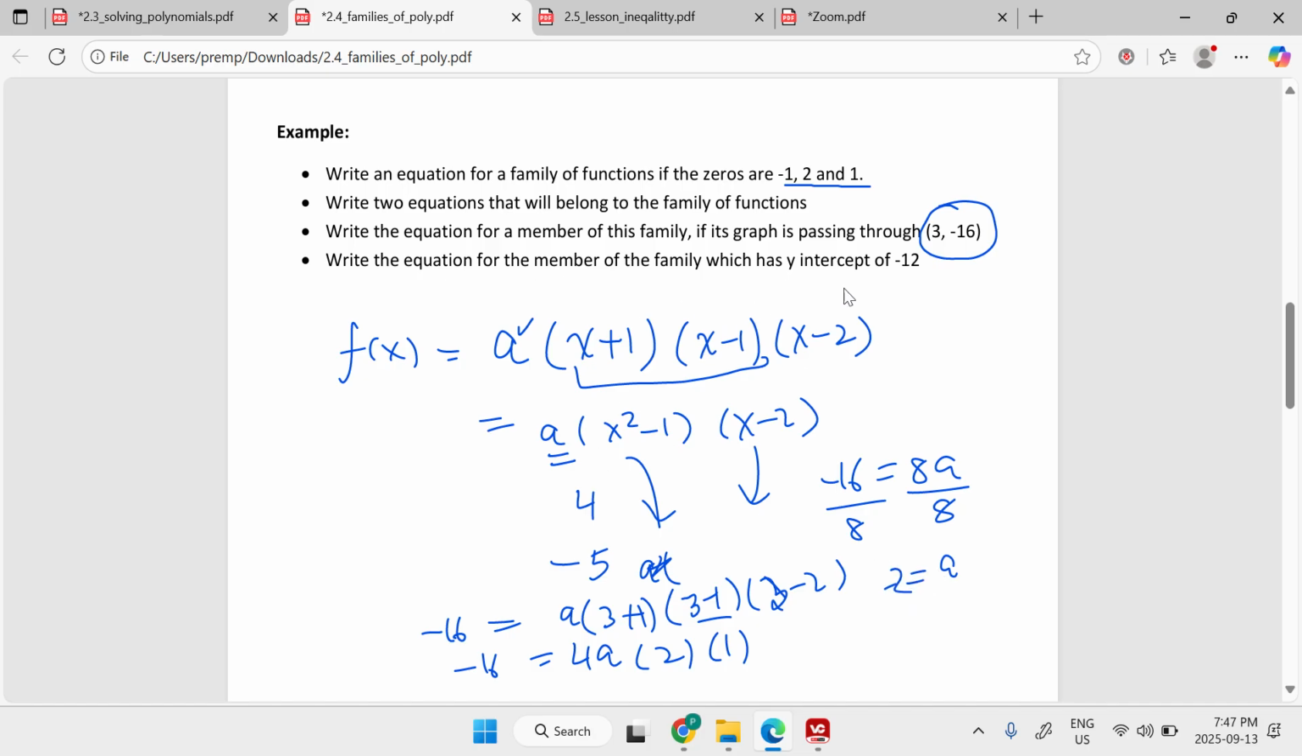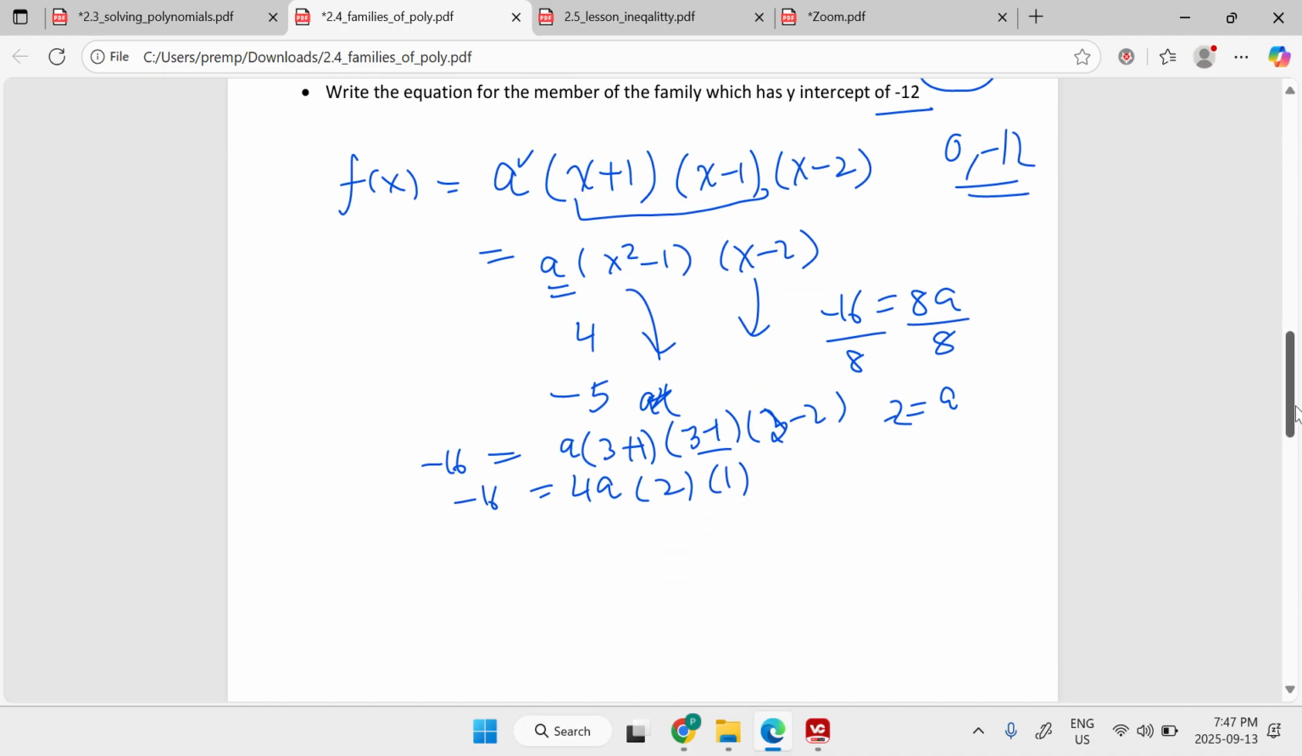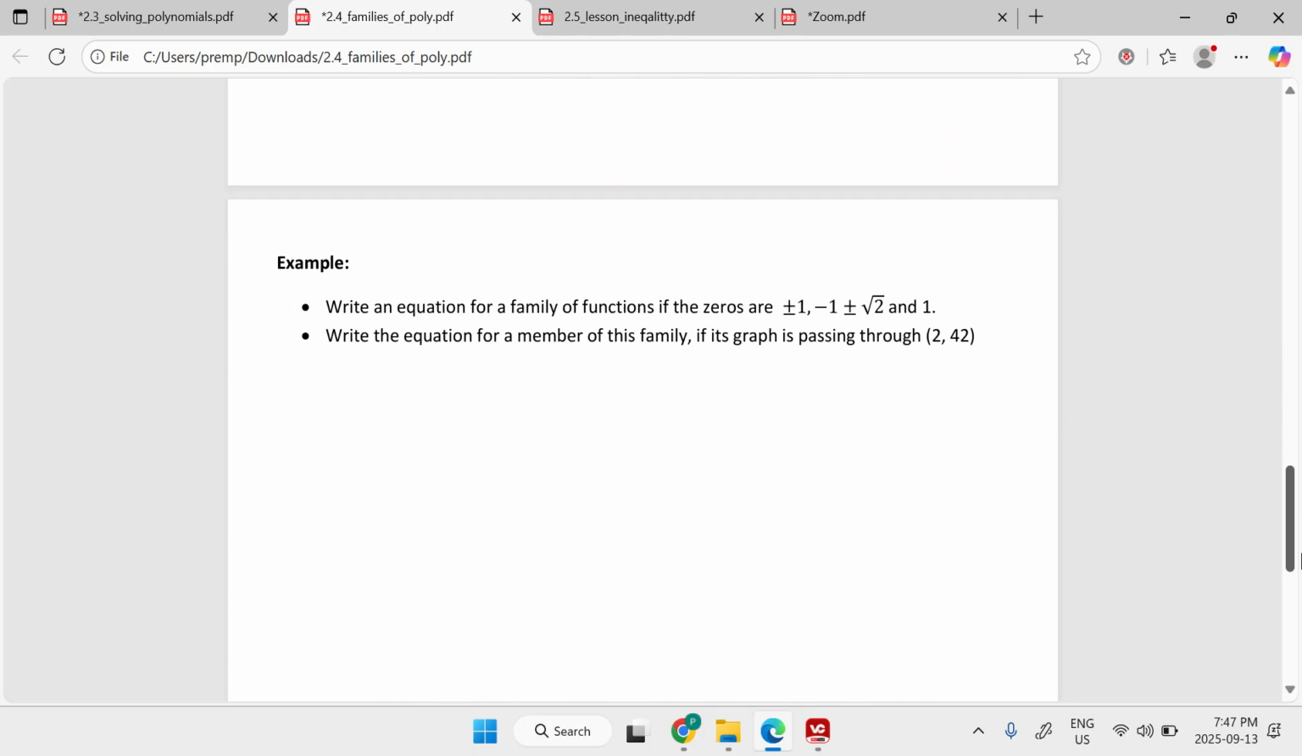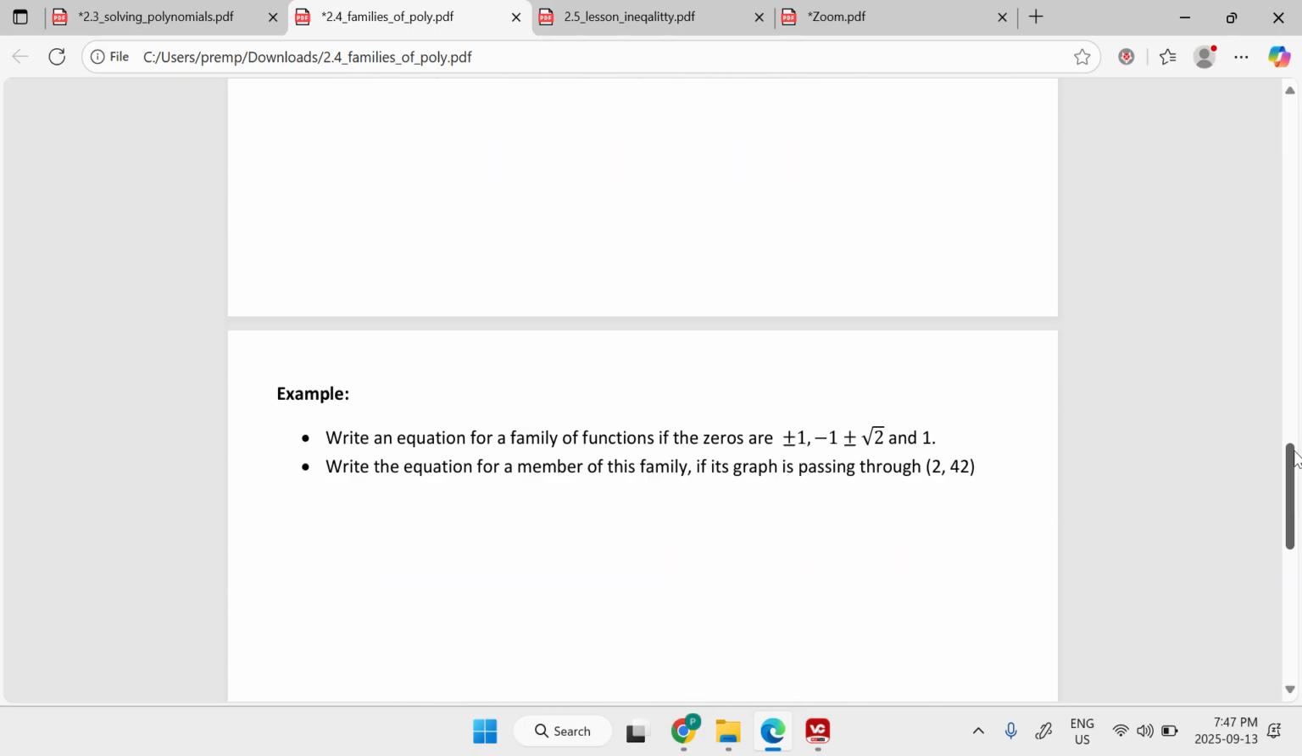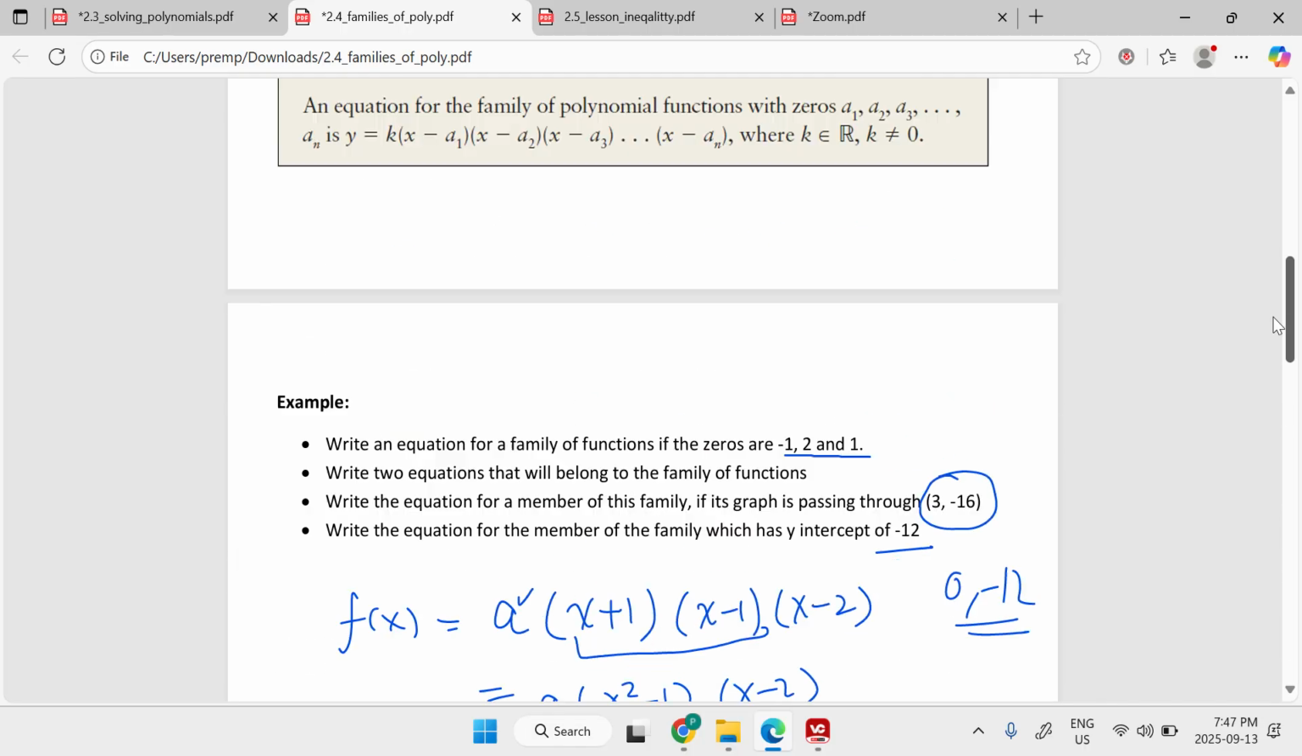And then for another one, they say the y-intercept is 0, negative 12. That means they want you to plug in the point 0, negative 12. Sorry, you can find the equation of the function from there. And same thing here too. So you can practice on this also, not a hard unit.